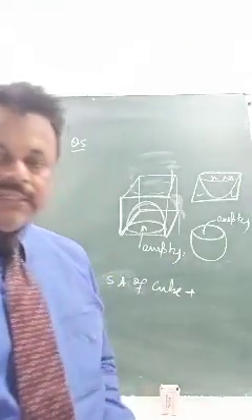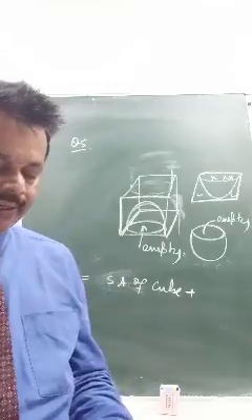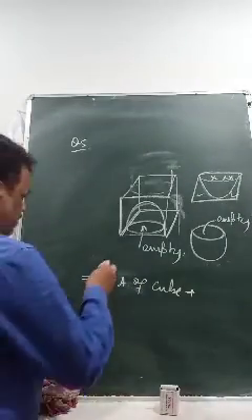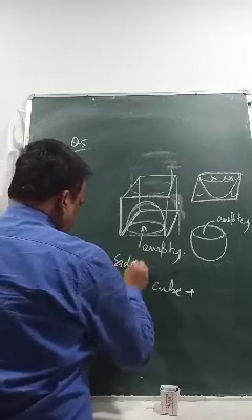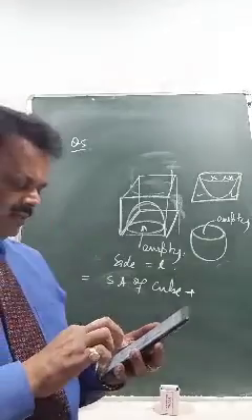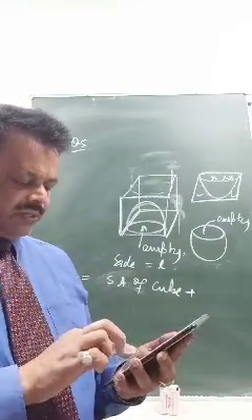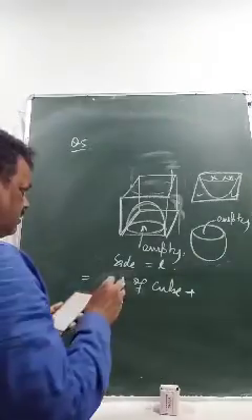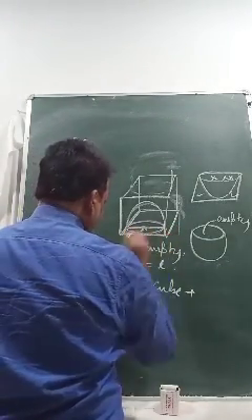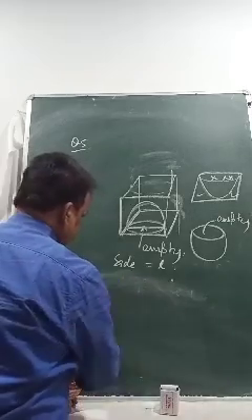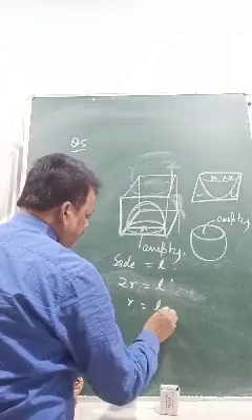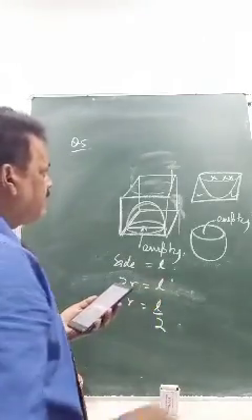Okay, so let's read the question again. You are finding, okay, side equals L. The diameter of the hemisphere equals the edge of the cube, so the diameter equals the side. That means 2r equals L, r is equal to L by 2. You got it now?